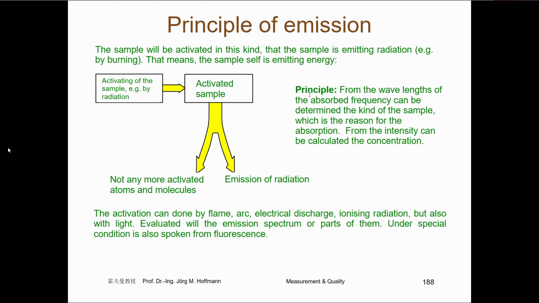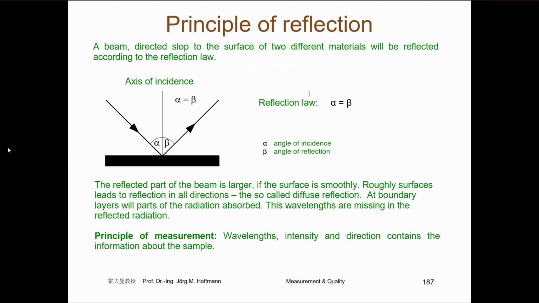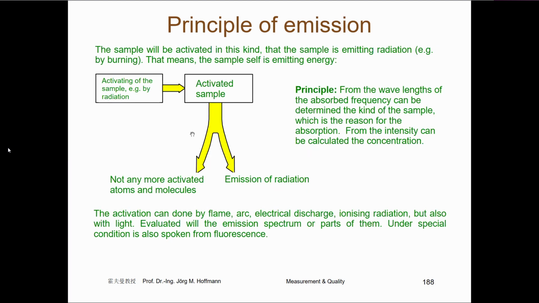We have had in the last lecture the principles of concentration measurement, the principles of analysis measurement. We have started this, and the last thing we showed was the principle of reflection, what you can do with light, but also with infrared light and ultraviolet light. It depends a little bit on what you would like to measure. And now we have a slightly different principle. We have the principle of emission.